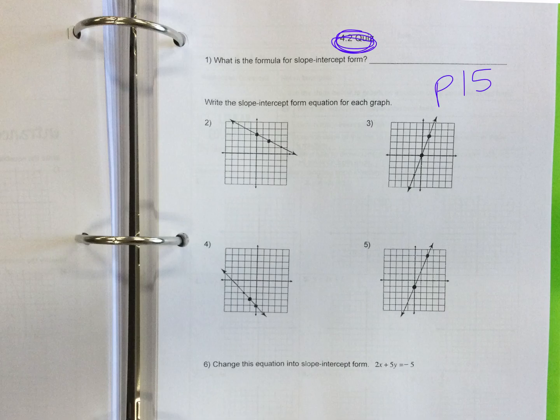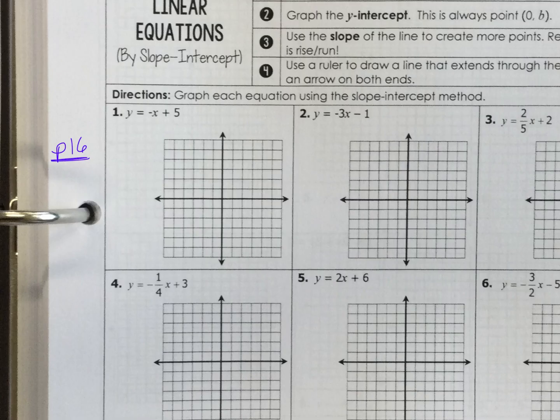I'm now on page 16. So we have been looking at the graphs and writing the equation. Now we're going to look at the equation and write the graph. So first I need an m and a b. We know that the m is whatever's in front of the x, so it'd be negative 1. But then I have to have a fraction, so I'm going to make it negative 1 over 1. And my b is 5.